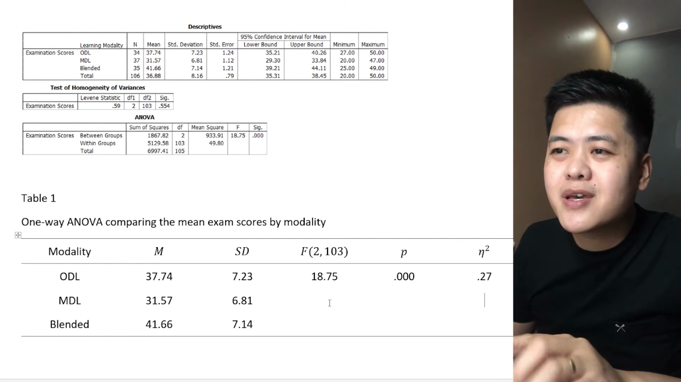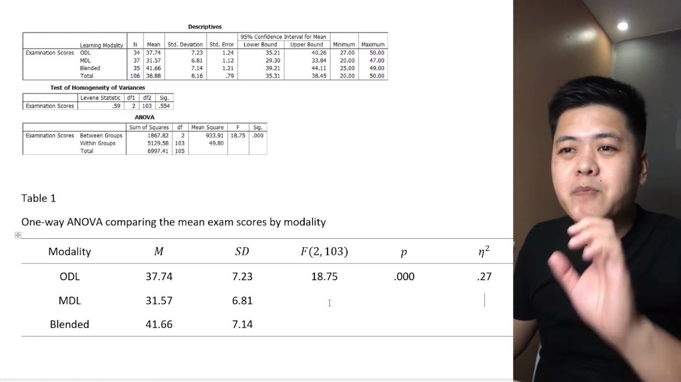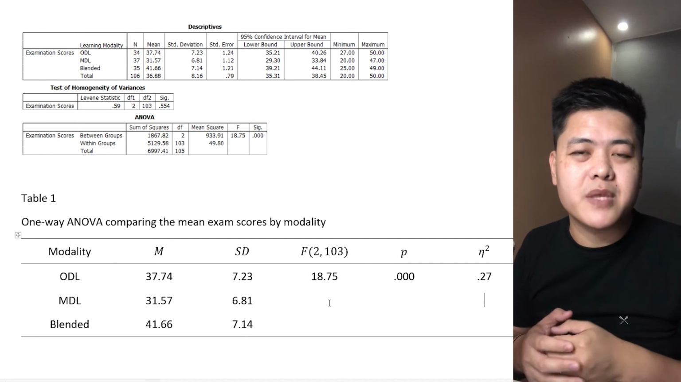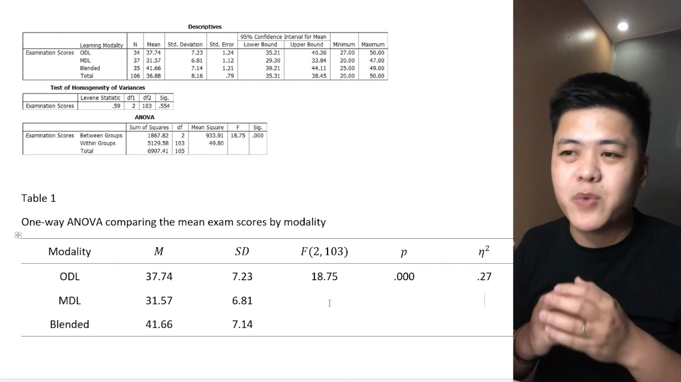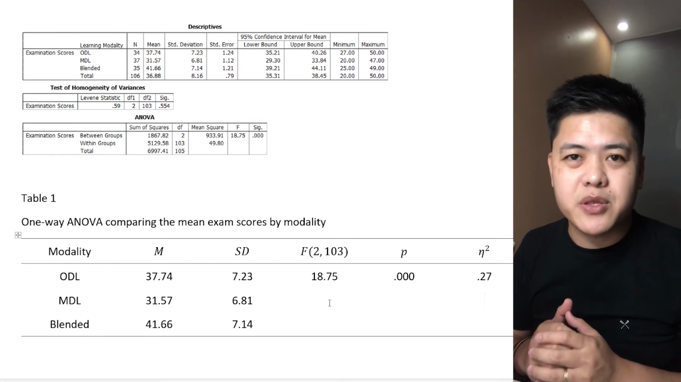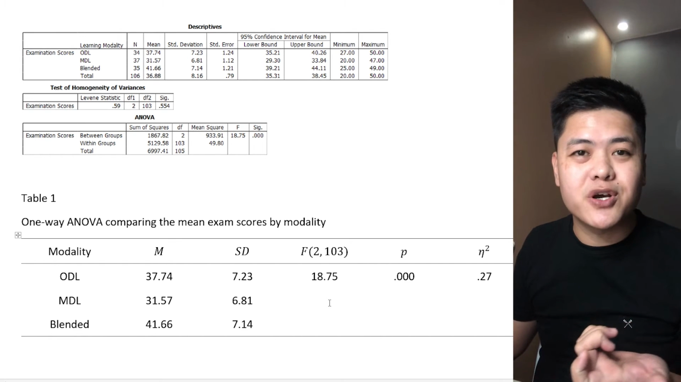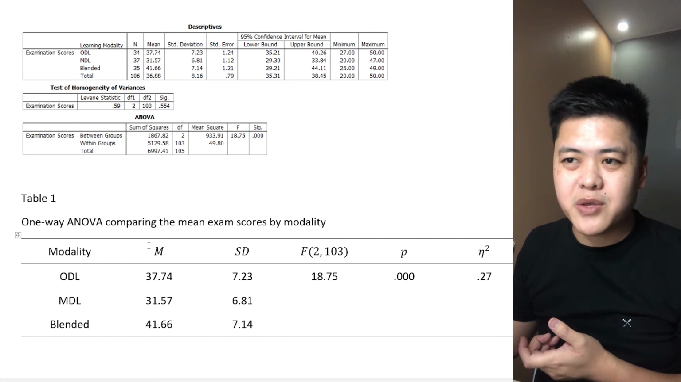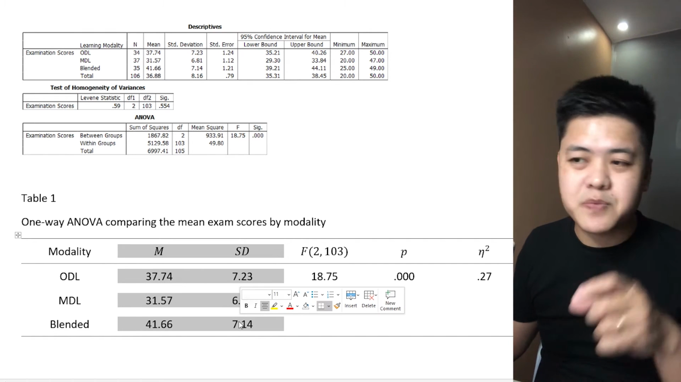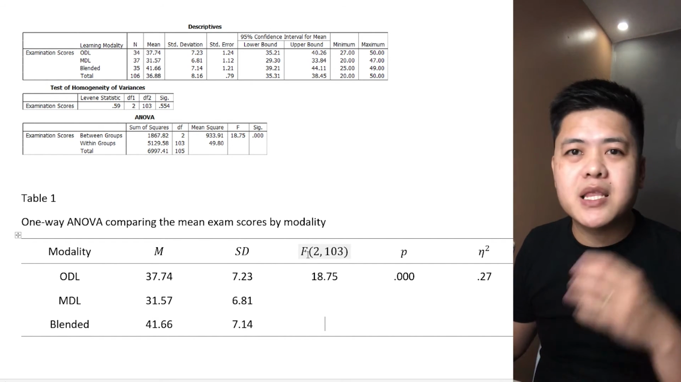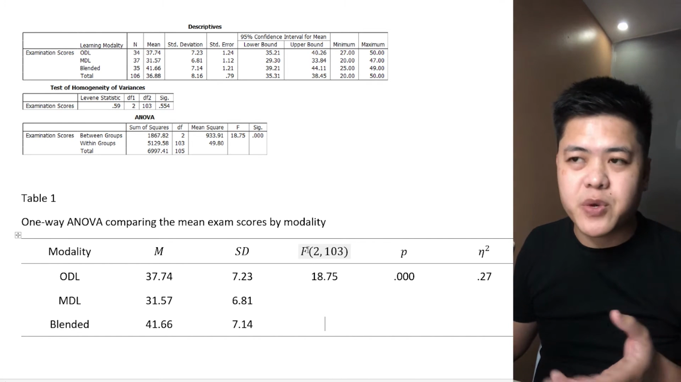So we're done with the table for ANOVA. If you go to the internet, there are several ways on how to create the table for ANOVA. But this one is the simplest version of the ANOVA table, wherein you can see the mean and standard deviation of the groups that you're comparing, the F value, the p-value, and the partial eta squared.